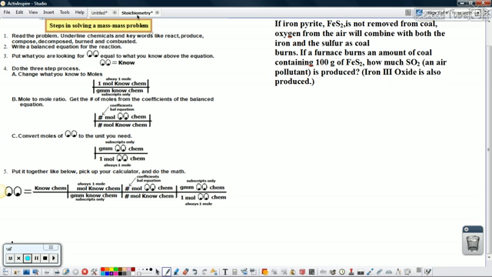So as I read, I have iron pyrite, but it tells me right there that's the symbol part, so I'm just going to underline the symbol, FeS2. Is not removed from coal. Oxygen from the air will combine with, and it says this right here, but I may not end up using that for some reason. We'll see as I go through. If the furnace burns an amount of coal containing 100 grams, don't really care about that 100 just yet. I'll worry about that when I get there. We're going to pretend that it's got a dot by it for our significant figure purposes.